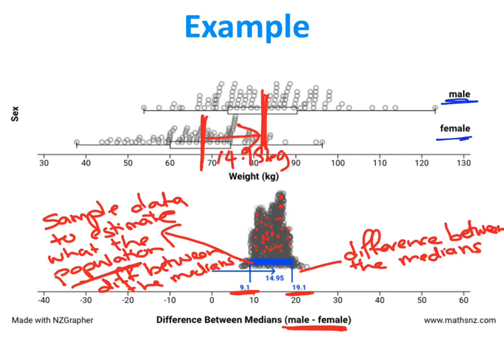Okay, so if I'd taken a sample of 100 boys and 100 girls and weighed them, then I would find that for my sample there's a median difference of 14.95 kilos. However, what I'm going to estimate is that for all boys and girls, the median difference between any of them is that the males could be heavier than the girls by between 9.1 kilos and 19.1 kilos.